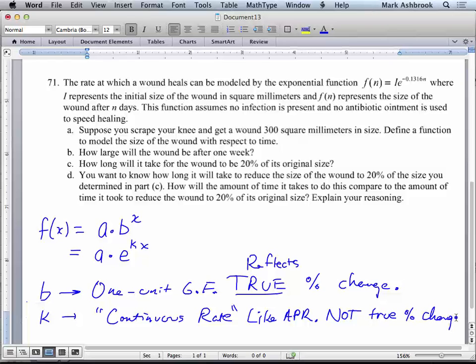The idea is that it's the percentage such that if combined with continuous compounding, moment by moment compounding, it would result in the true percent change. So it's this number that when combined with continuous growth results in the true percent change. So how are B and K related mathematically? Looking at our two functions, how are B and K related mathematically?